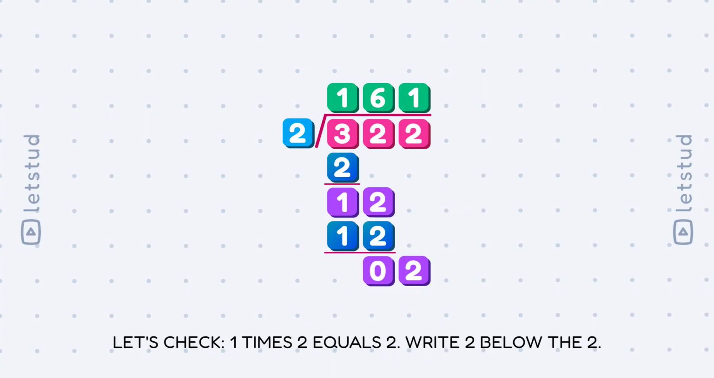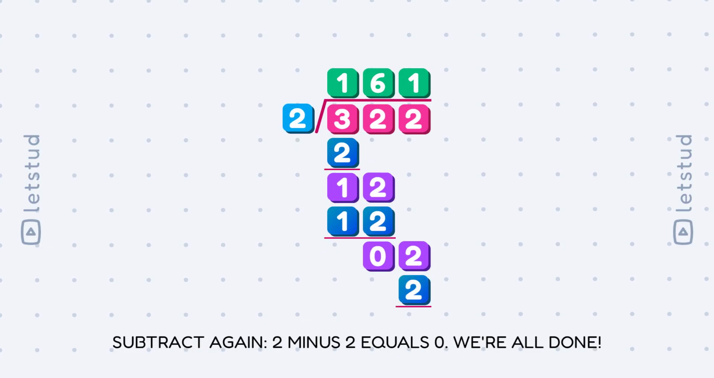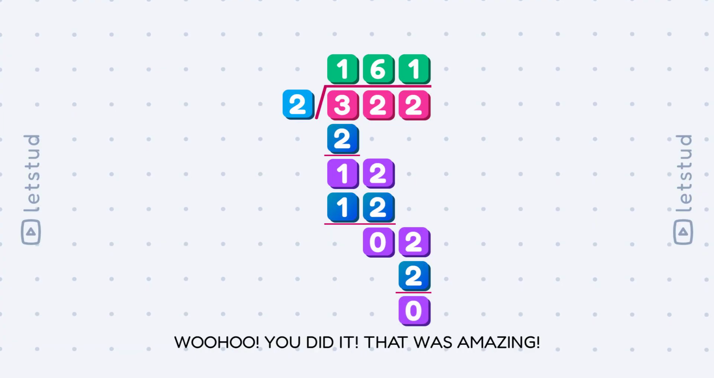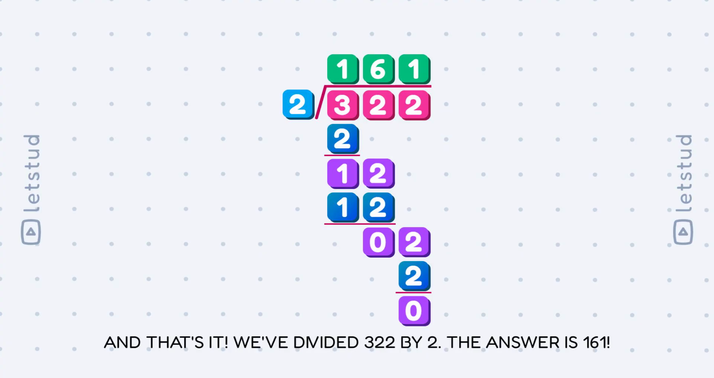Let's check. 1 times 2 equals 2. Write 2 below the 2. Subtract again. 2 minus 2 equals 0. We're all done. Woohoo, you did it. That was amazing. And that's it.